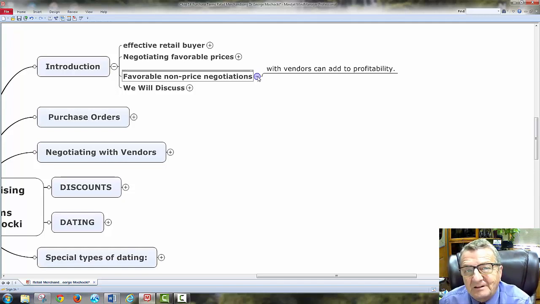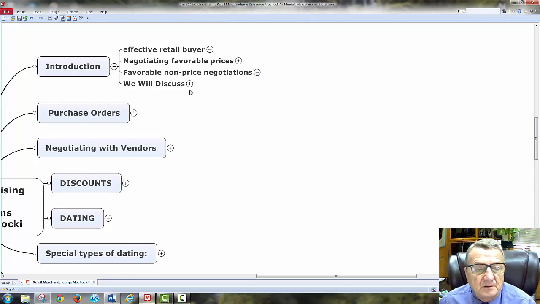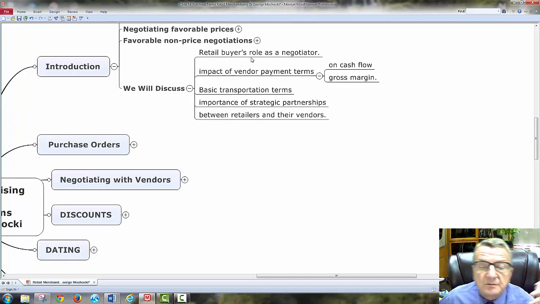So if I don't make it by this date, I miss the discount. Okay, and we will discuss retail's role as a negotiator. That's what you are. Remember, you take a different role.